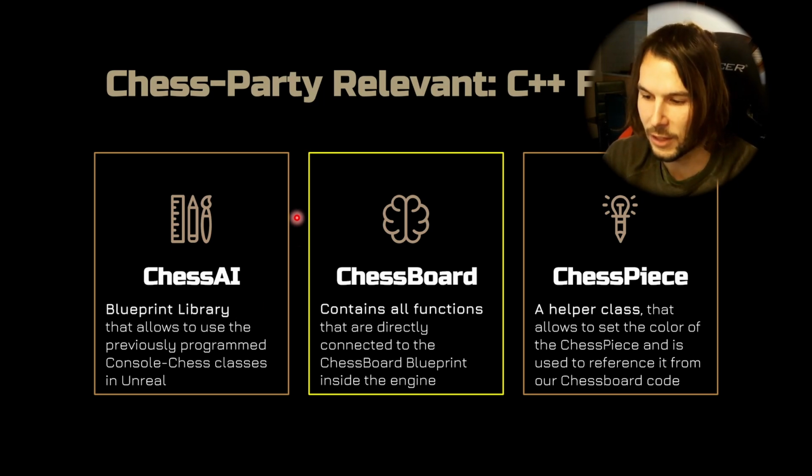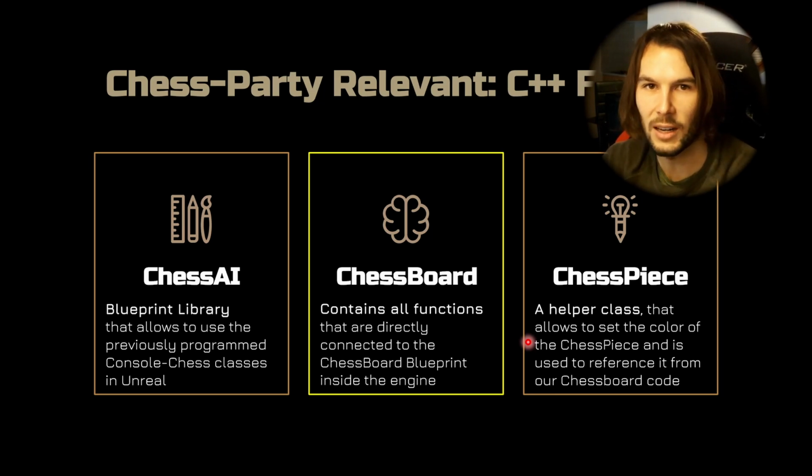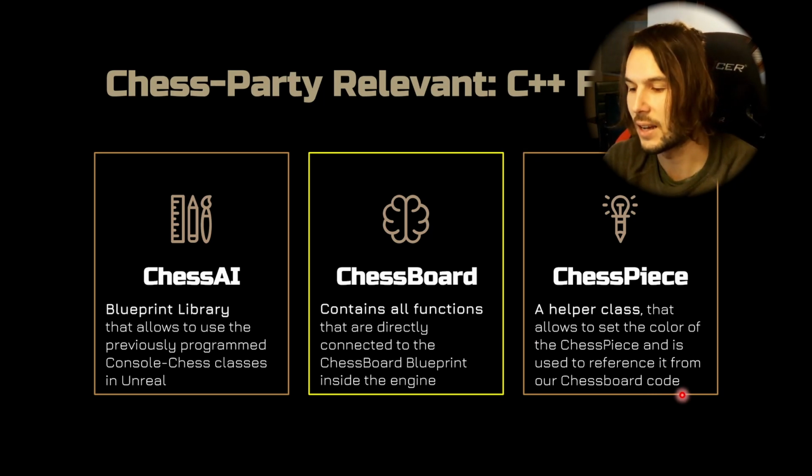Then we have the chessboard that contains all functions that are directly connected to the chessboard blueprint inside the engine, such as create tiles, moving from one tile to another. So we have all our tiles stored in there. And then we have the chess piece, which is a helper class that allows us to set the color of the chess piece. And that's it.